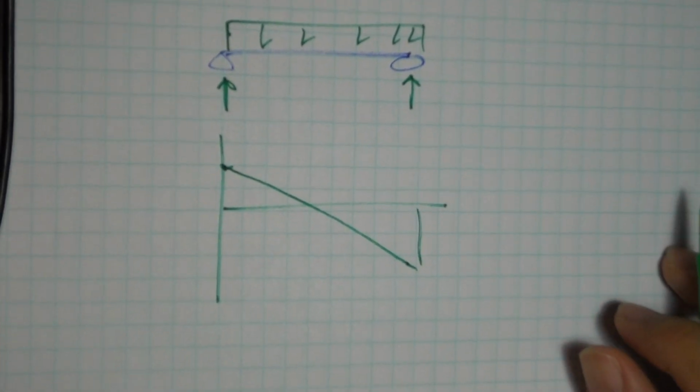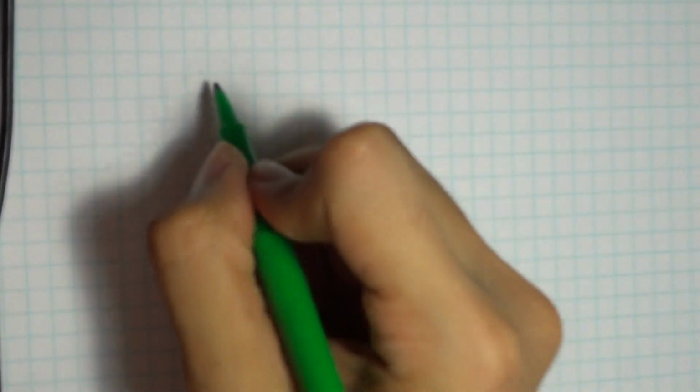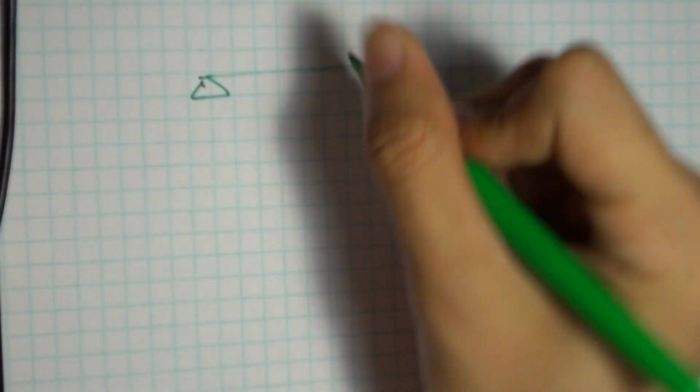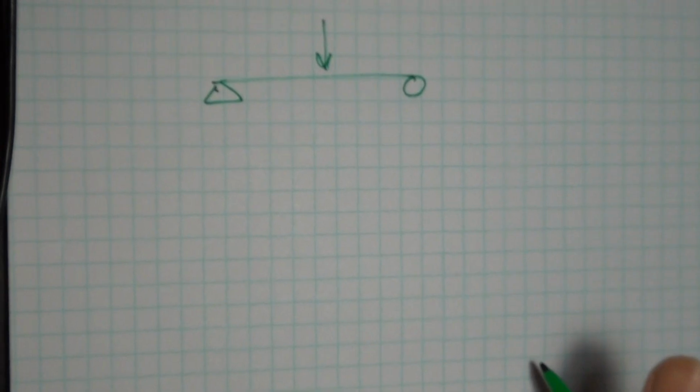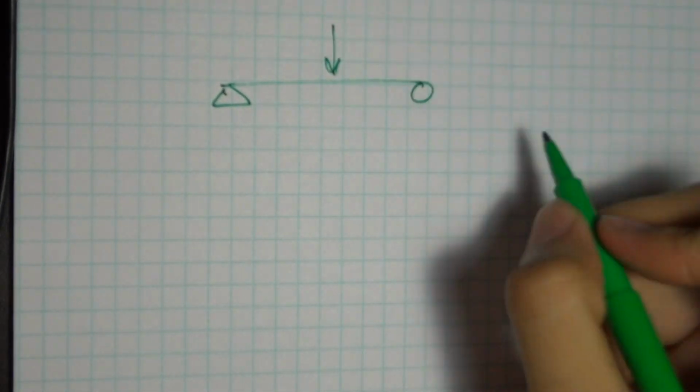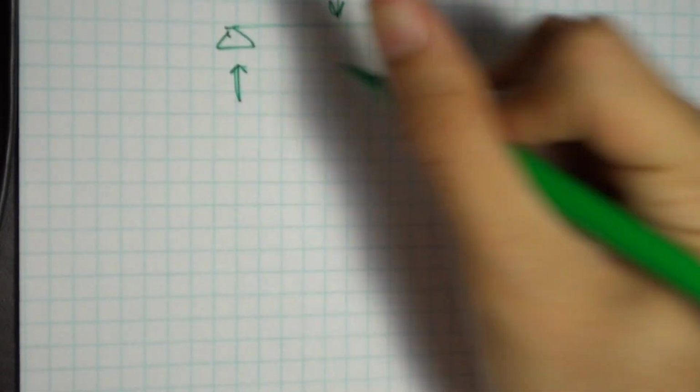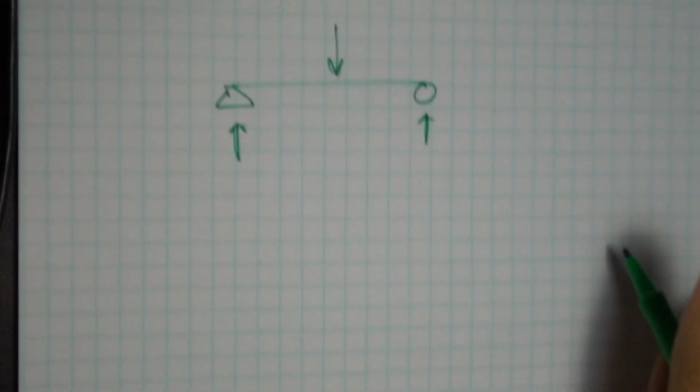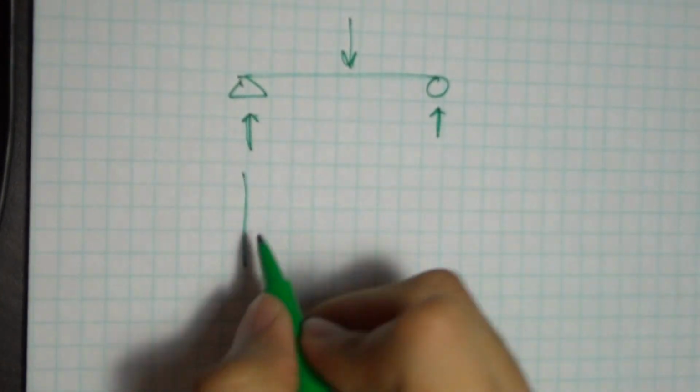And you're like, well, this can't possibly work for all cases, can it? Well, let's try another one. Let's have one point load. I'll have reactions again. My shear diagram, what will it look like?